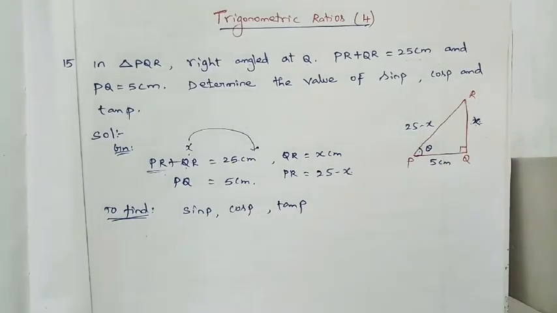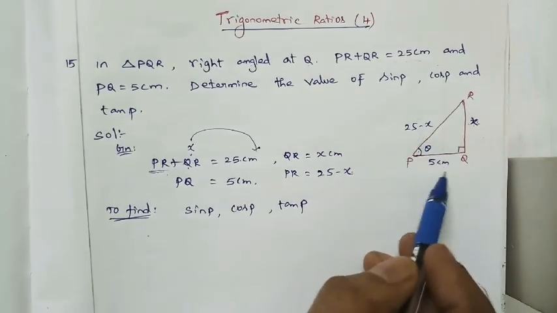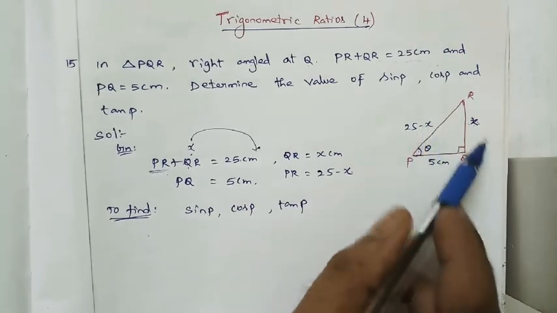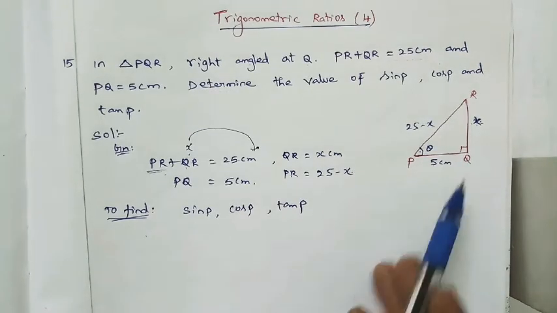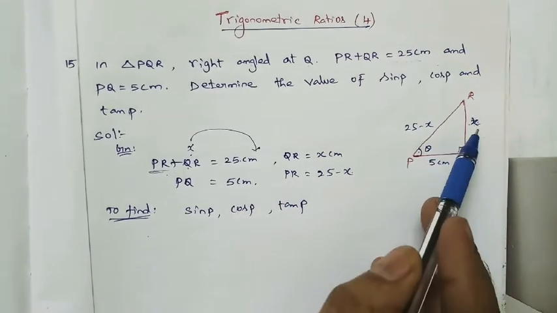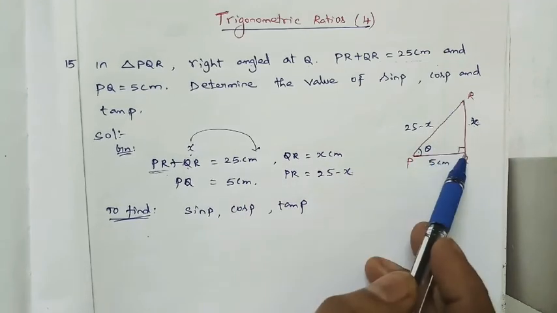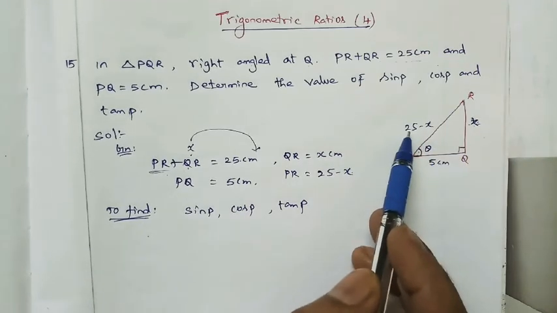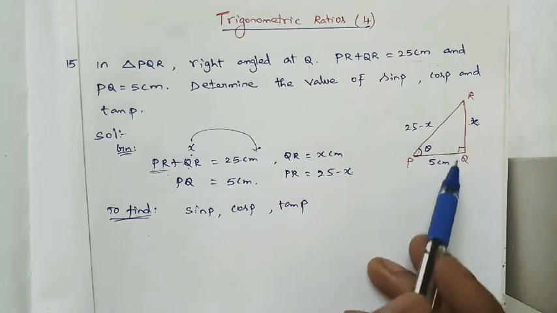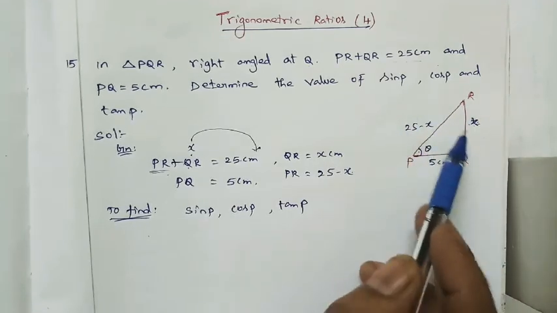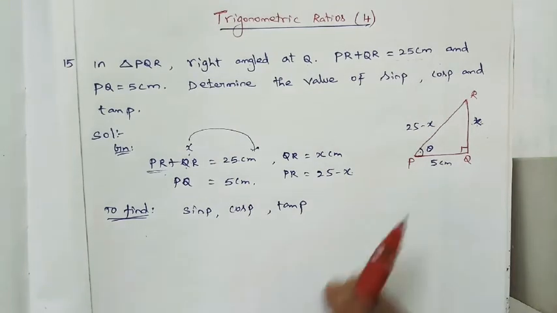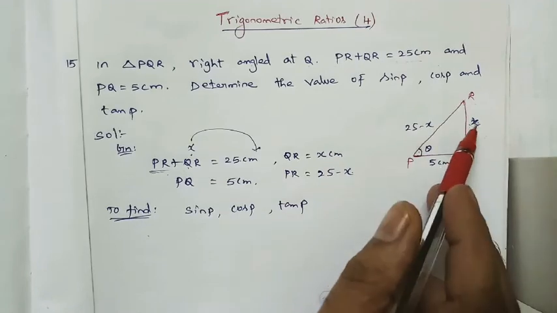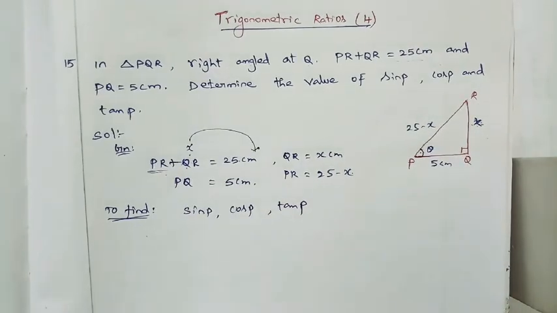Now we know all the three sides in terms of x. Then by using the Pythagoras theorem, easily we can find the value of x. After finding the value of x, that is the length of QR, and subtracting x from 25, we'll get the length of PR. So by using the right angle triangle property, the Pythagoras theorem, I'm going to find the value of x. Understood? How am I going to find the value of x? By using Pythagoras theorem.